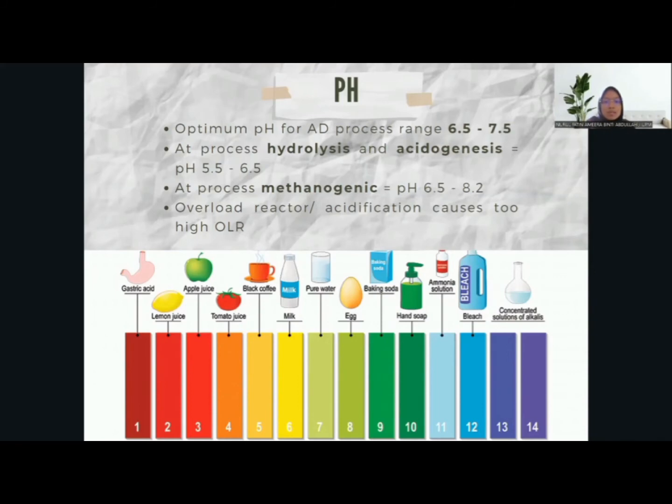Now, acidogenic bacteria will make the reactor acidic if the loading rate is too high. Since methanogenic bacteria are more sensitive to this condition, they will be inhibited. In response, the loading rate should be decreased. Additionally, lime or sodium hydroxide might be used to raise the pH level.